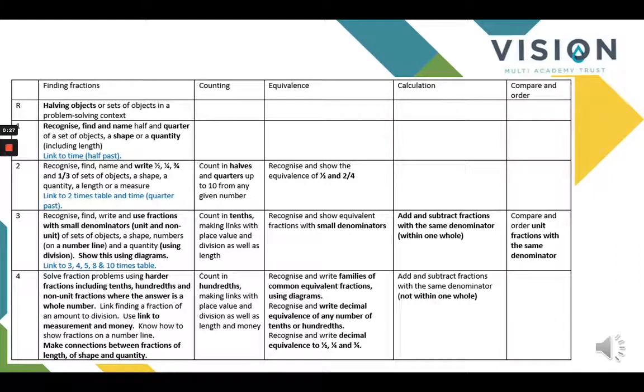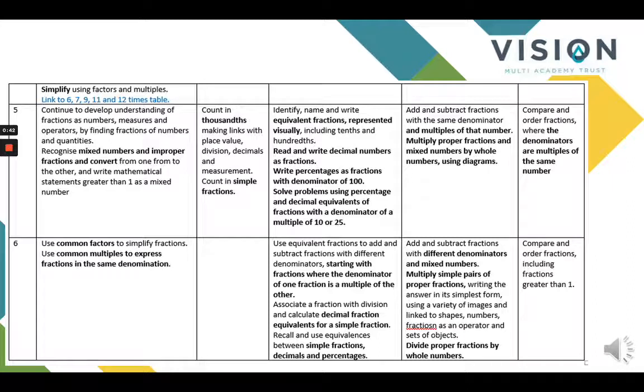Here is an overview of how the concepts of fractions, decimals and percentages progress through the primary curriculum. So take your time to have a look through here. So this is from Reception, 1, 2, 3 and 4. As you can see, it is a progressive map, therefore what is taught in the previous years is expected to be secure knowledge by the time they get to the next year group. So we build on the skills as the children go through primary school.